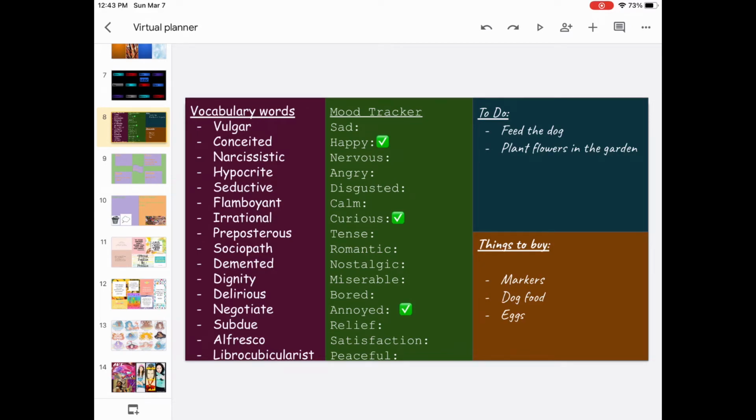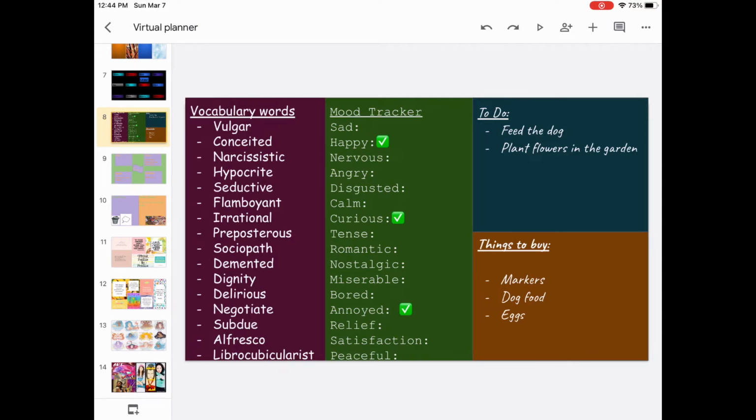Here I put 4 things: vocabulary words, mood tracker, to do, and things to buy. Vocabulary words is if there are new words that you learned, write them there and then try using them. For the mood tracker, I put down moods, and you put a check mark on what you're feeling. To do is if there are things you have to do, like feed the dog or plant flowers in the garden, then do that.